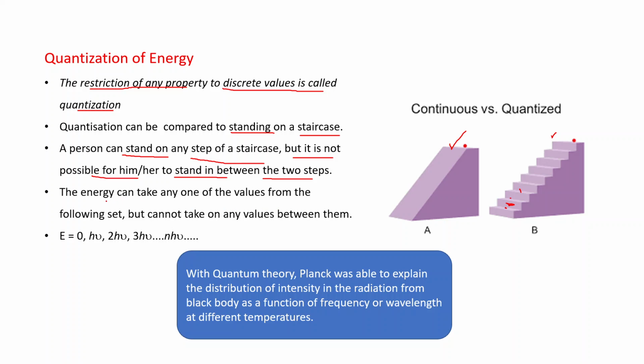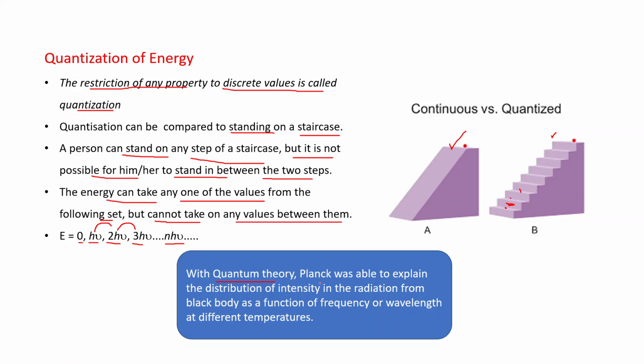In the same way, the energy can take any one of the values from the following set, but cannot take on any values between them. That is, energy may be equal to 0 or h nu or 2h nu or 3h nu and so on. It may be n h nu. It may not be in between these two. That is, 2.5 h nu energy is not possible. In the same way, between these two, 1.5 h nu energy is not possible.